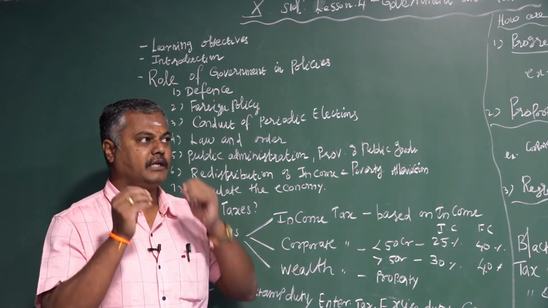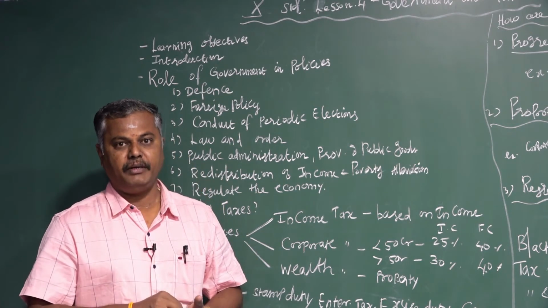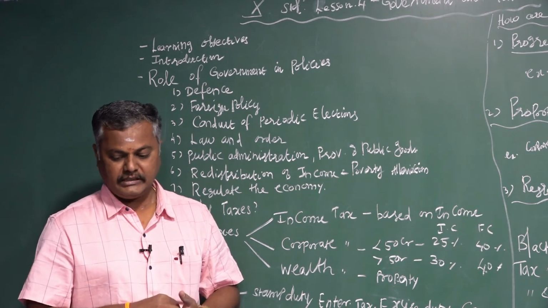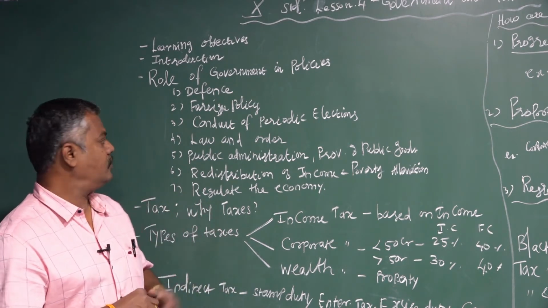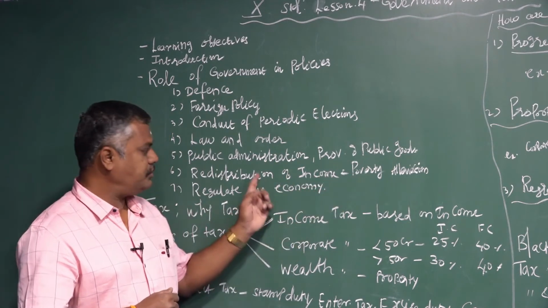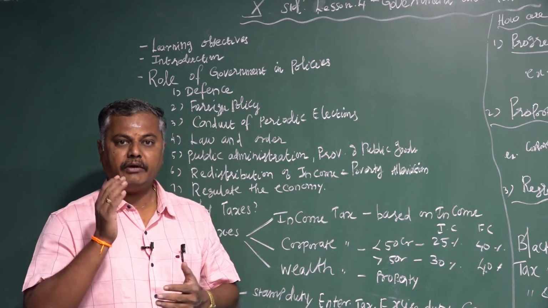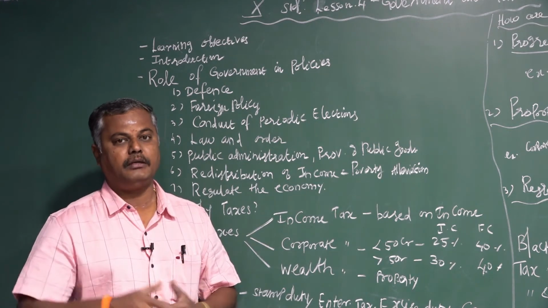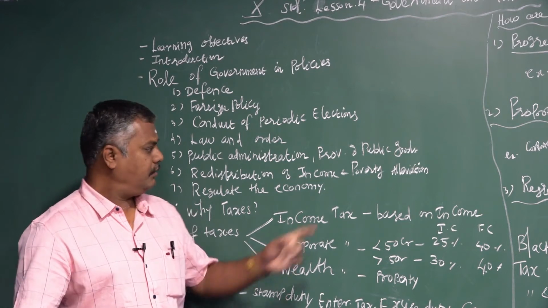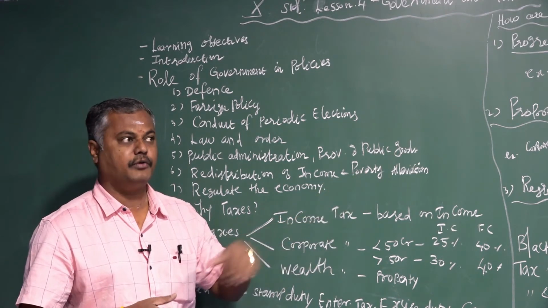So in this way, the government provides all the needs of the people with the help of the local government. That's the fifth topic. And the sixth topic is redistribution of income and poverty alleviation. Redistribution of income: the government's responsibility is to share the income equally among all the people. Isn't it okay? And poverty alleviation is nothing but reducing poverty. Alleviation means reducing.